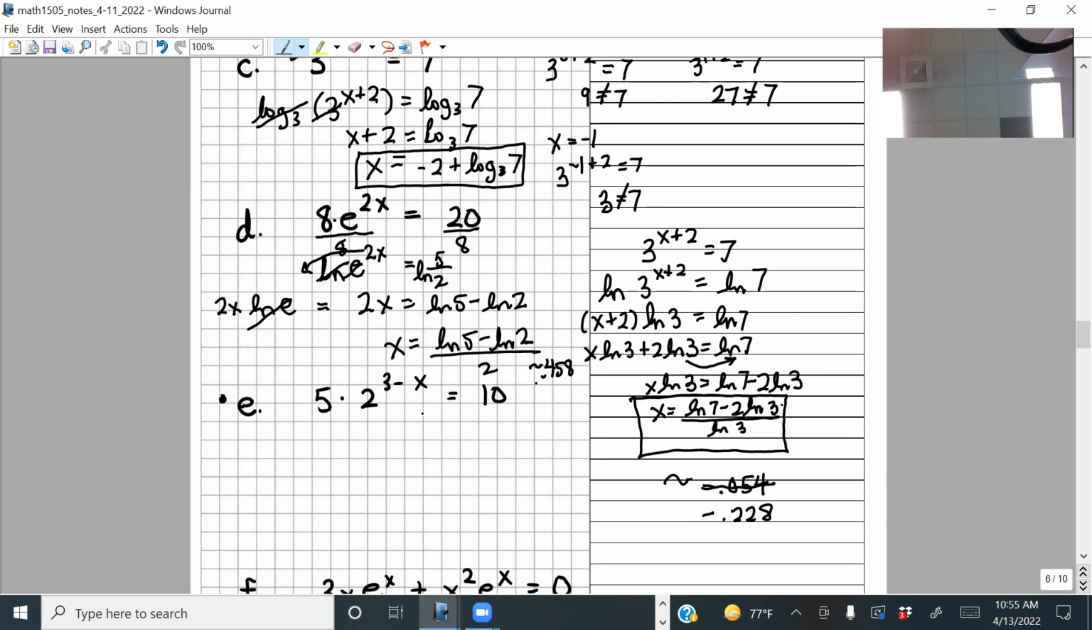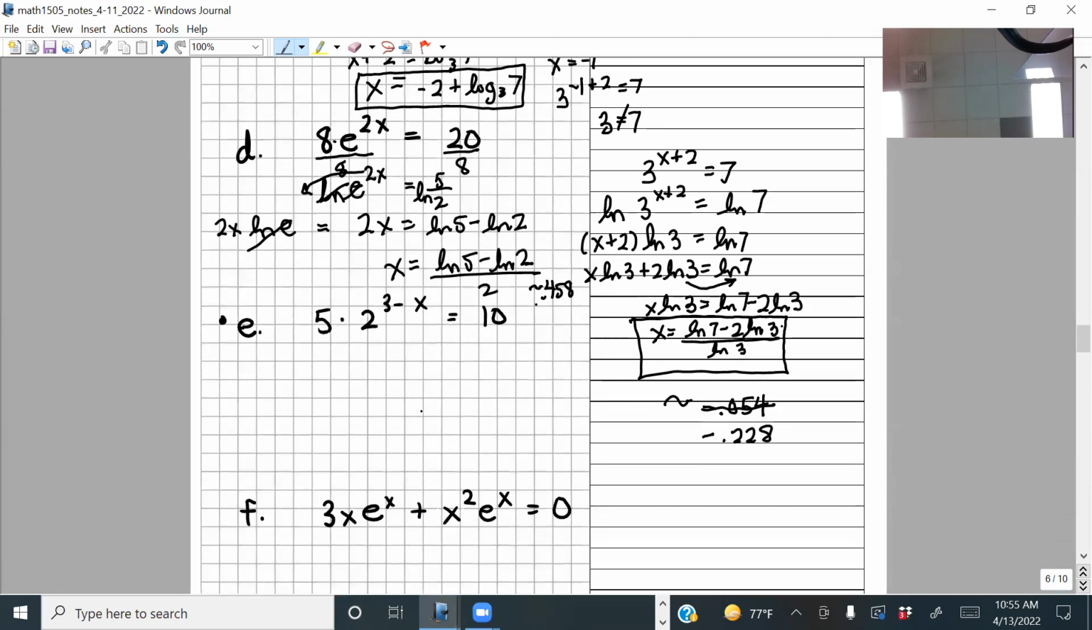All right, here's one I'm going to let y'all do. Let's remind ourselves what we want to do first. I have 5 times this power, 2 to the 3 minus 2x, is equal to 10, and you want to solve for x. The x is in the exponent, and you've got to get that out. So what would we do first here to free that x from the exponent and ultimately get an expression for my answer? What do I want to do first here?